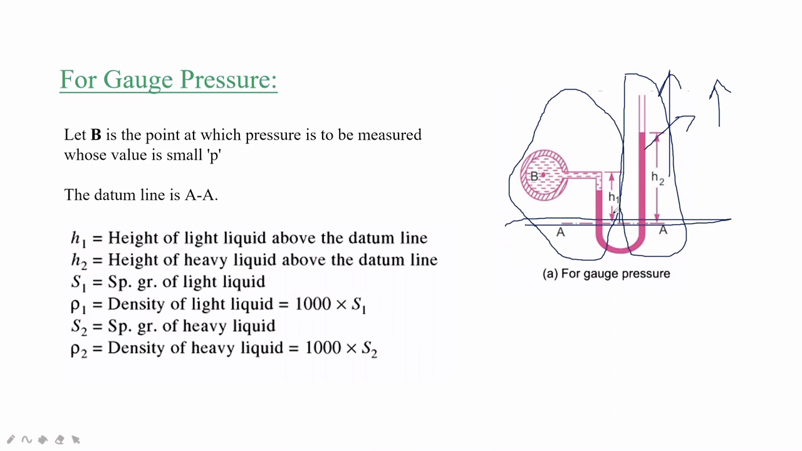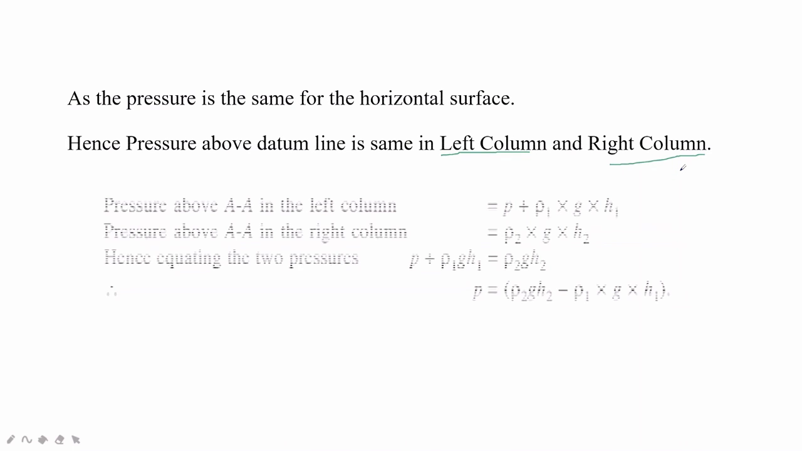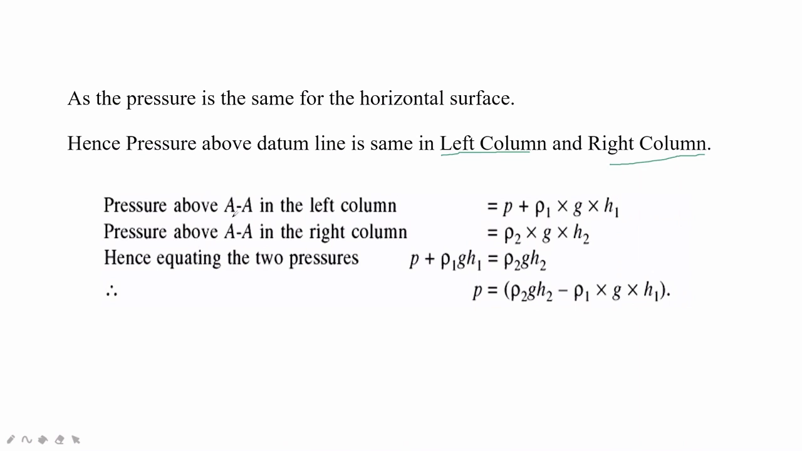We take a datum line, and the pressure in the left column is equal to, or the same as, the pressure in the right column above the datum line. So this is our assumption and we will do the problem. So the pressure above AA in the left column is equal to P plus rho 1 G H1.